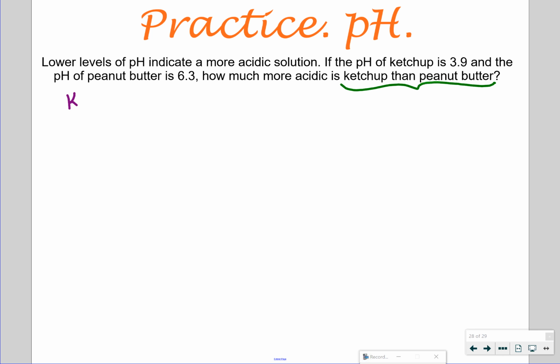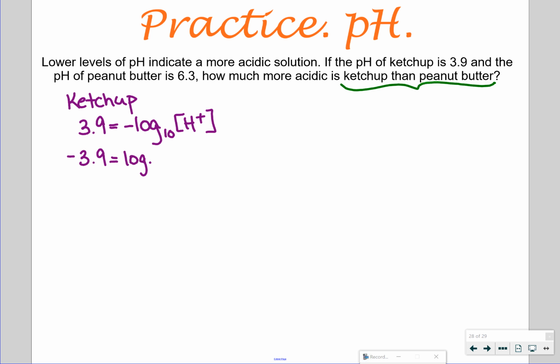Okay, so I'm going to start with ketchup. My pH was 3.9. All right, so solving for H, I'm going to divide through that negative first, and then write with exponents. So 10 to the negative 3.9 equals H plus.